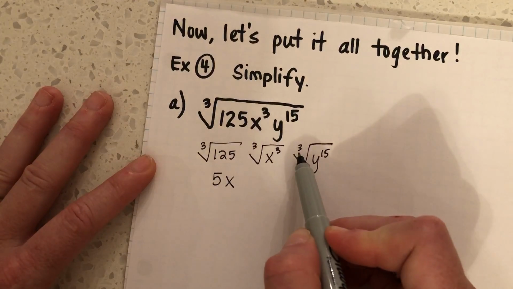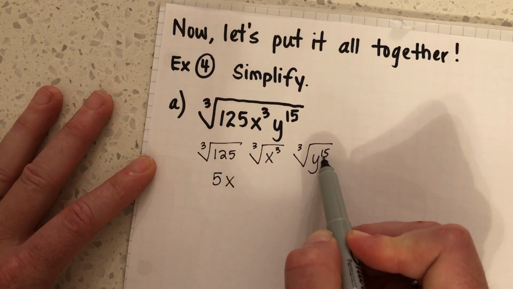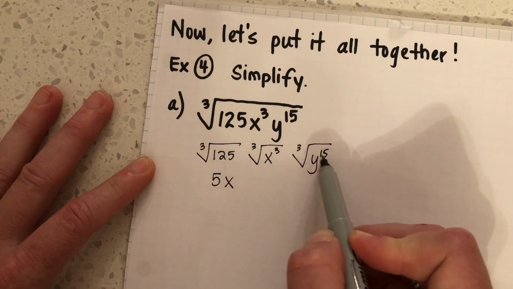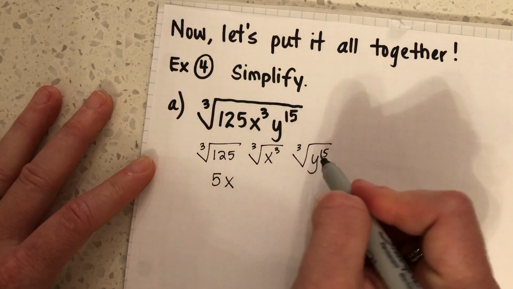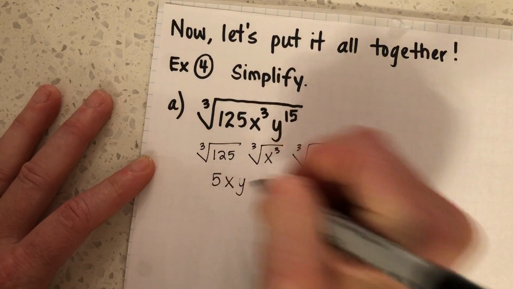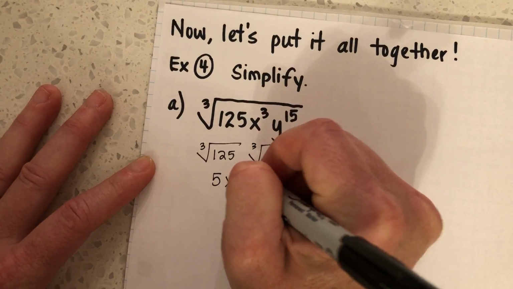All right, the third root of y to the 15th, does 15 divide by 3? Yeah, 15 divided by 3 is 5. So it's good to go. I don't have to split it up. The third root of y to the 15th is going to be y to the 15 divided by 3, which is 5.